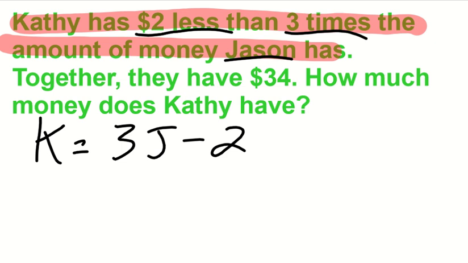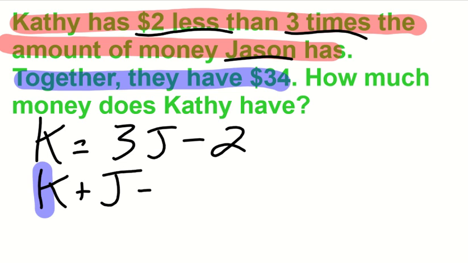All right, so our second equation is coming from right there. So who can give me the second equation? Yeah, together they have $34. So we're doing K plus J equals 34. All right, so it's asking you how much money does Kathy have? So, y'all go ahead and get the answer.